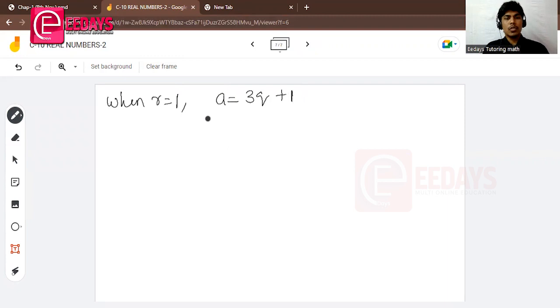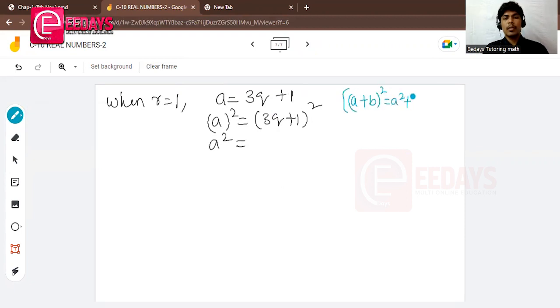Now what is the next step? You just do squaring on both sides. That is a square, 3q plus 1 whole square. It looks like a plus b whole square. I just write the formula here for your reference. I think everyone knows a plus b whole square is a square plus b square plus 2ab. All right, so simplify further.